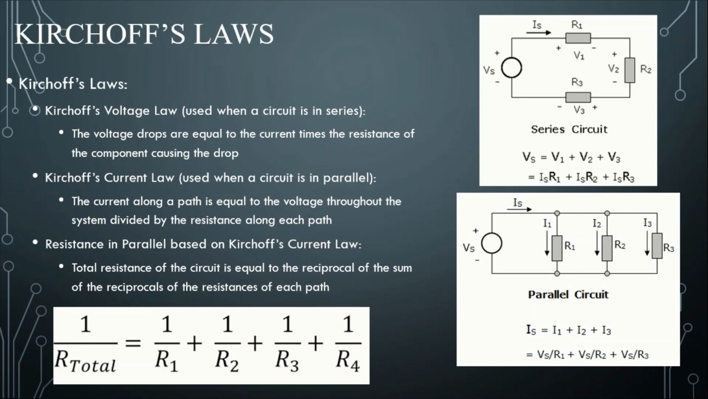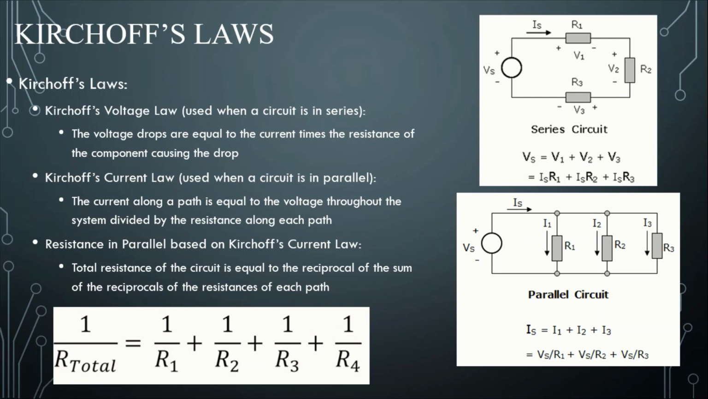So now we can get into some big boy math here. Kirchhoff's laws. So there's Kirchhoff's voltage law, which is for a circuit in series, and basically it says that your total voltage is equal to the sum of your voltage drops, which you can find by taking the total current, since it will always be the same, and then you multiply it by the resistance of each component along the path. And then those will give you your V1, V2, V3, add them up, and you get your total.